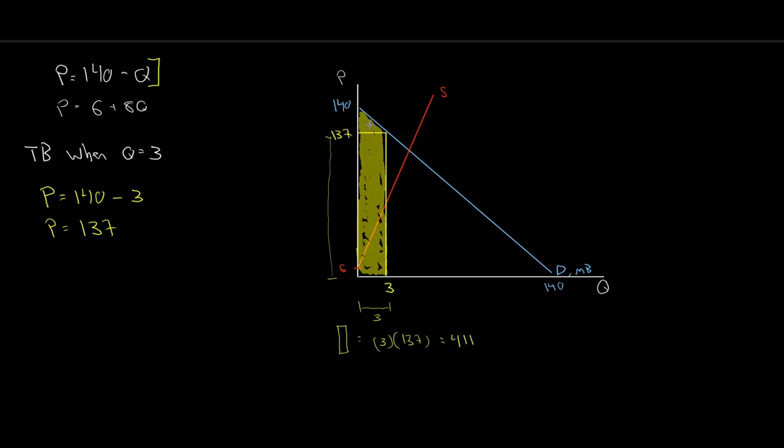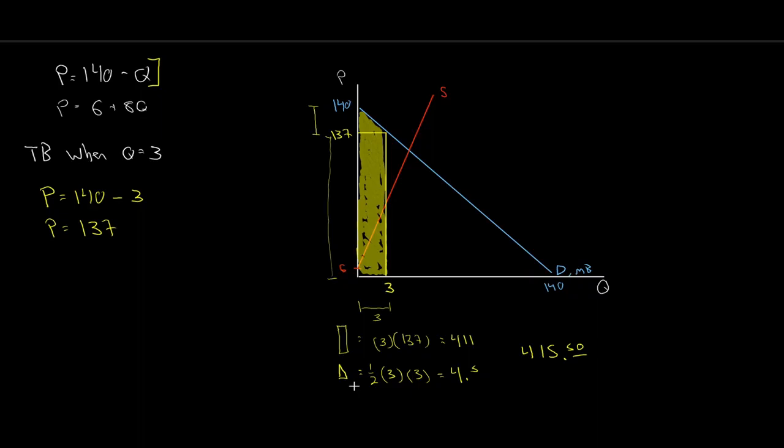Next, little triangle there. There we go, something like that. Well, again, it has a base of 3, so area of a triangle is 1/2 base times height. In this case here, I also have a height of 3. So 3 and 3 is 9. Half of 9 is going to be 4.5. So 411 plus 4.5 gives me a total benefit of 415.50. And thus we have our total benefit.